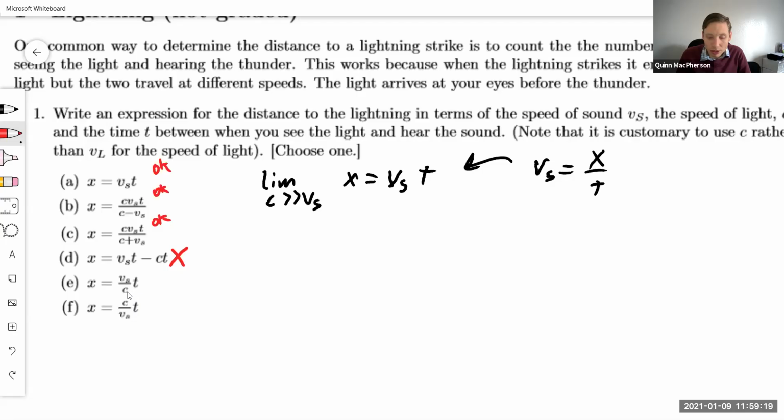This one would tell us, if C was much larger than Vs, the answer would be 0, because C is much larger than Vs. It makes the answer really small. So no. This one would get really big. Not to mention these last two have the wrong units. They both have units of time on the right and units of distance on the left, because the V and the C have the same units, so they cancel, leaving position or distance x equal to a time T. Can't do that. They have different units: one is meters, one is seconds. So you can rule out E and F from units.